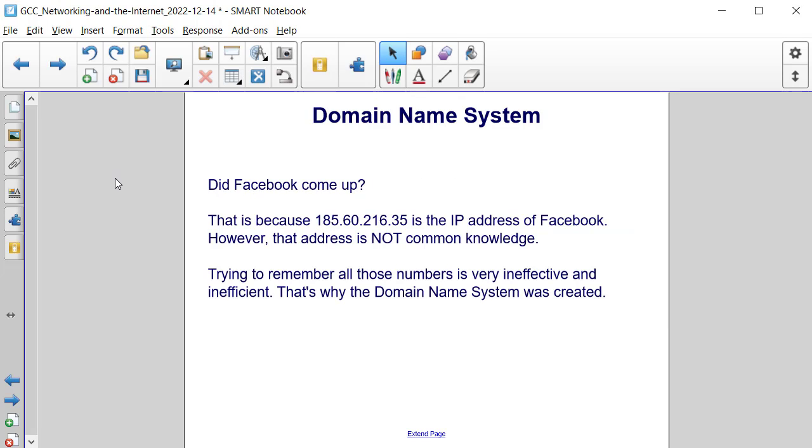Did Facebook come up? Well, it should have, and that's because 185.60.216.35 is the IP address of Facebook. However, that address is not common knowledge. Trying to remember all of those numbers is very ineffective and inefficient, and that's why the domain name system was created.